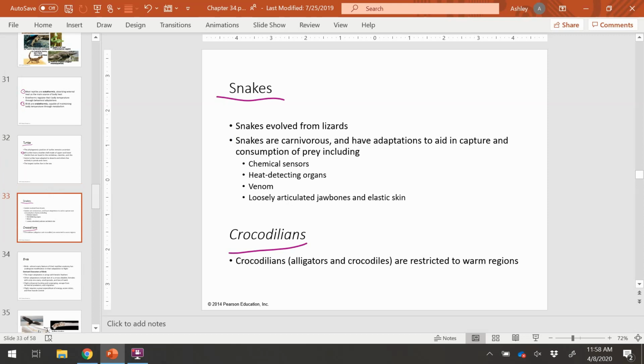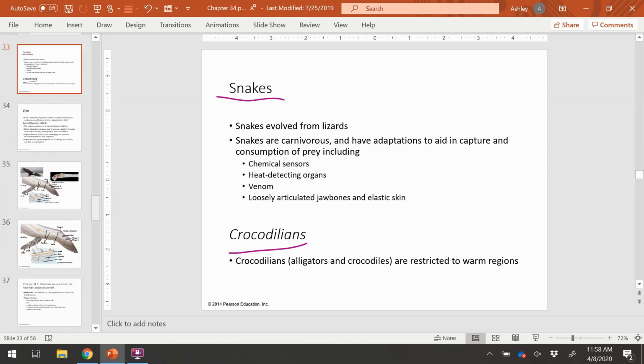So the last one here, crocodilians, made up of alligators and crocodiles. They are restricted to the warm regions. We find them here in the United States, in the southern states, anywhere from, I would say, south of Texas to Florida. Alligators and crocodiles roam those warm, swampy regions.